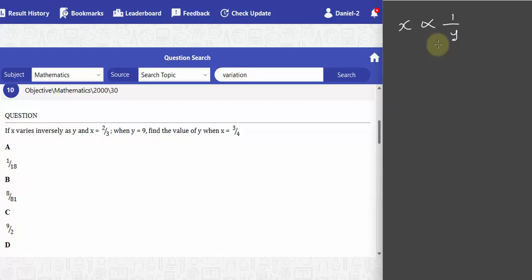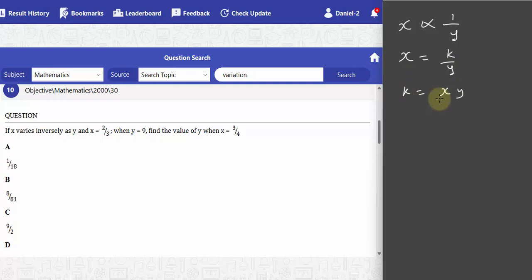But before we go into that, let's try to turn this into a formula. To turn this into a formula, you just say x equals k over y. Just multiply by k, then it becomes a formula. The one above is a relationship; the next one is a formula. The next thing is to look for the value of k, which is the constant of proportionality. How do you look for the value of k? k is equal to x times y, the product of x and y, if you make k the subject of the formula.